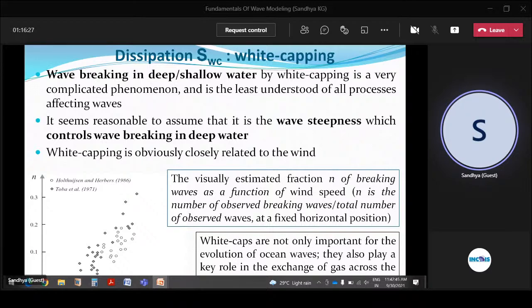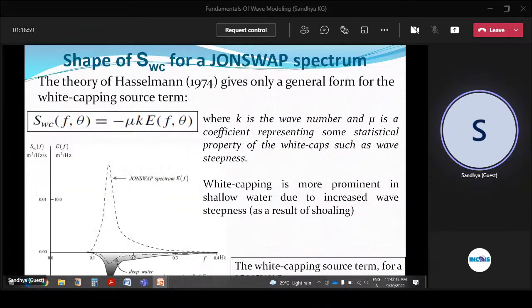You can see this picture. This is the visually estimated fraction of breaking waves as a function of wind speed. As you can see, these are positively correlated. That means as the wind speed increases, the fraction of breaking waves also increases. Whitecapping is a phenomenon which is not only important for the evolution of ocean waves, but also plays a key role in the exchange of gas across the air-sea interface. We will not be discussing this because it's not very important for us at this fundamental stage.